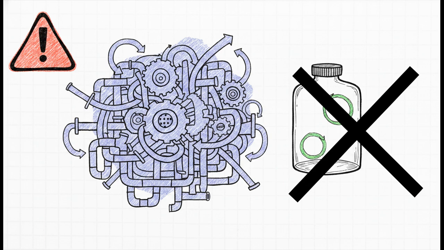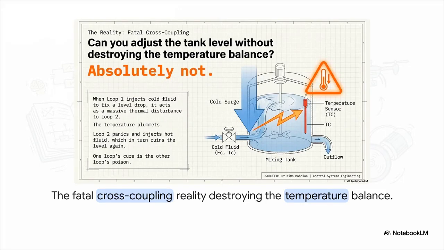In physical reality, these variables absolutely do not exist in a vacuum. Instead, here is the fatal cross-coupling reality that you're going to have to explain on the test. Look at the cold surge. When the level control senses a drop in volume, it injects a surge of cold fluid to fix it. Makes sense. But that cold fluid acts as a massive thermal disturbance to the other loop. The tank's overall temperature suddenly plummets. So now, the temperature control loop panics and injects a massive surge of hot fluid to fix the heat, which overfills the tank and completely ruins the level balance all over again. One loop's cure is the other loop's poison.